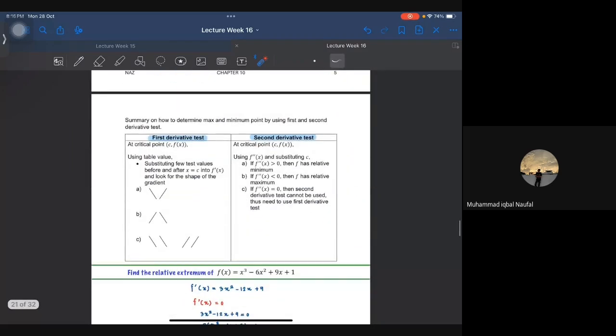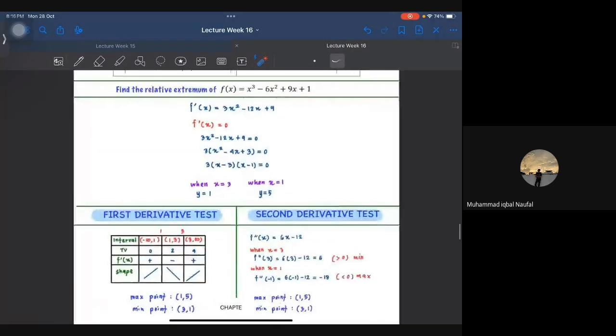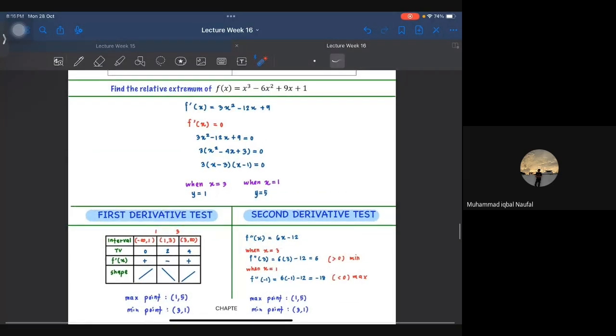Okay, so summary dekat sini. So saya tunjukkan dekat awak perbezaan dia. Okay, contoh soalan bagi dekat kita, find the relative extremum of this function. Okay, dia suruh cari relative extremum. Kadang-kadang dia guna perkataan find the minimum ataupun maximum. So tu benda yang sama lah.